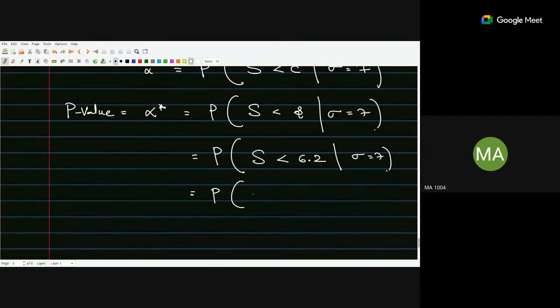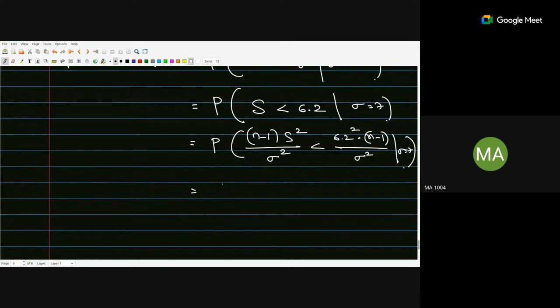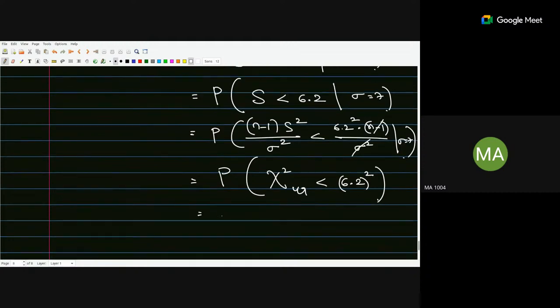Okay, that's it. Now I have to do some manipulations. The probability that sigma square less than 6.2 square into n minus 1 divided by sigma square, given sigma is equal to 7. So again, this is a chi square probability. Chi square 49 less than 6.2 whole square, right? Because this will be 49 and this will get cancelled out. You will be left with 6.2 whole square, and this will be F chi square 49, and this is 38.44. And this is the P value, alpha star.